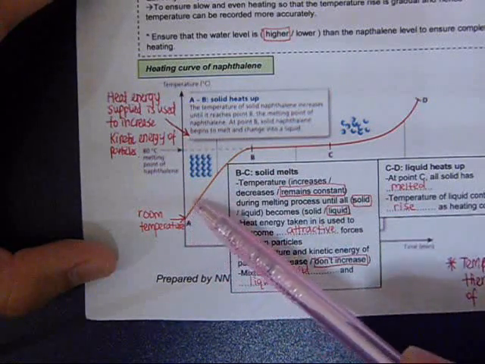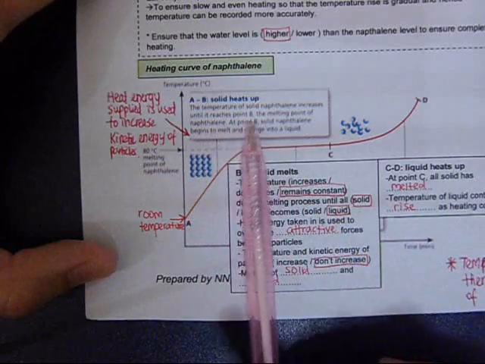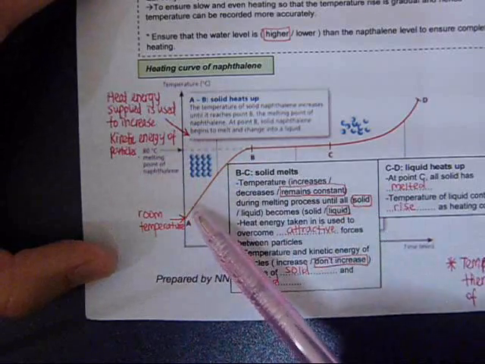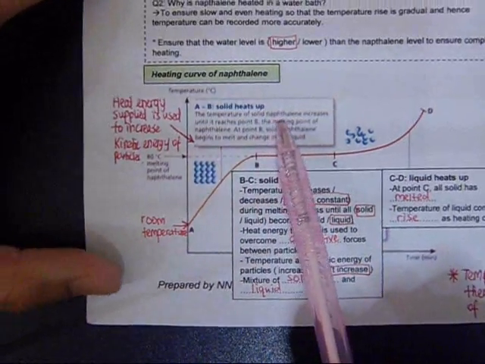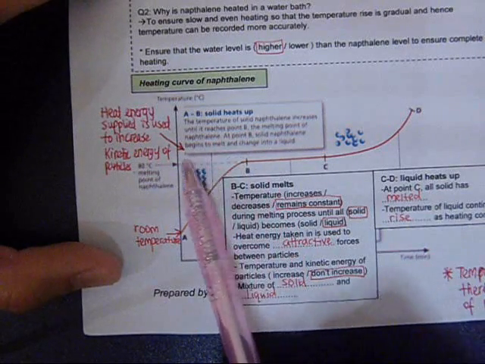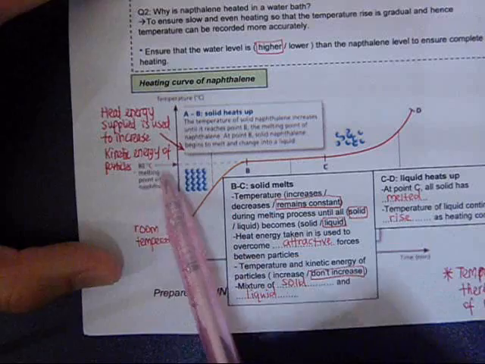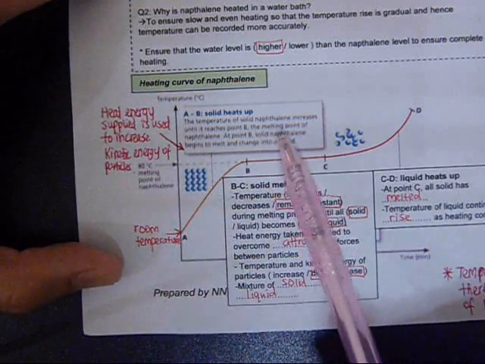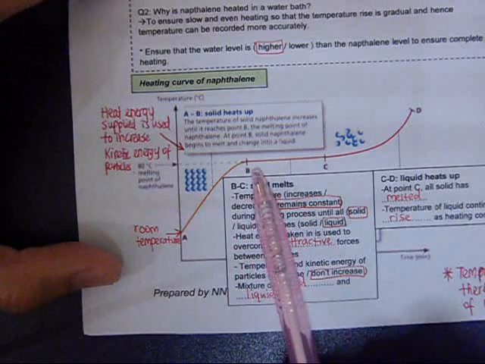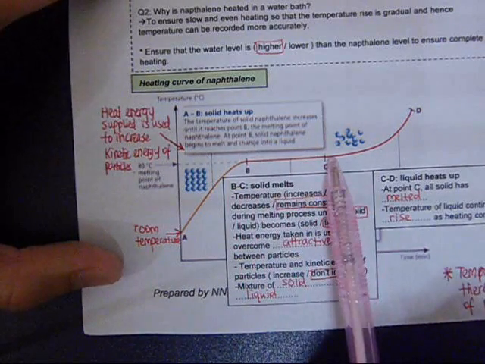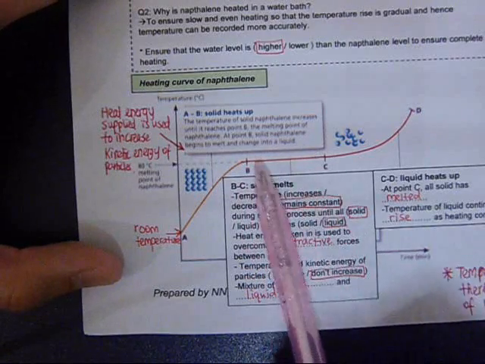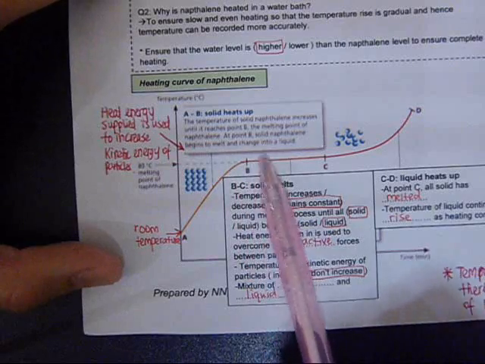Now as the mothball is heated, what happened to the temperature? The temperature of the solid naphthalene increases until it reaches point B. So point B would be the melting point. For naphthalene, it would be about 80 degrees Celsius. At point B, solid naphthalene begins to melt and change into liquid. So from B to C, it's actually a mixture of solid and liquid. At this point, solid naphthalene starts to melt.